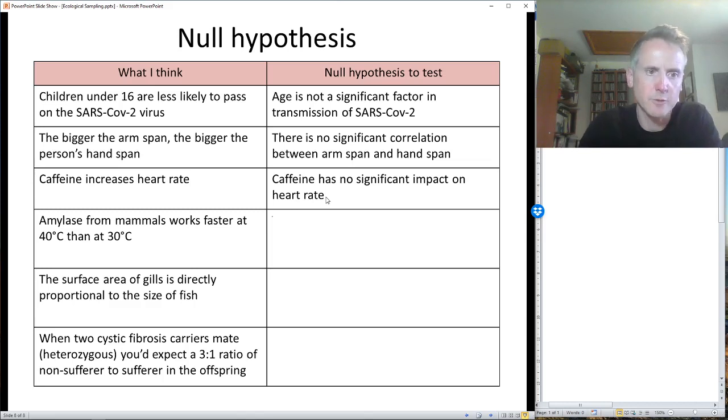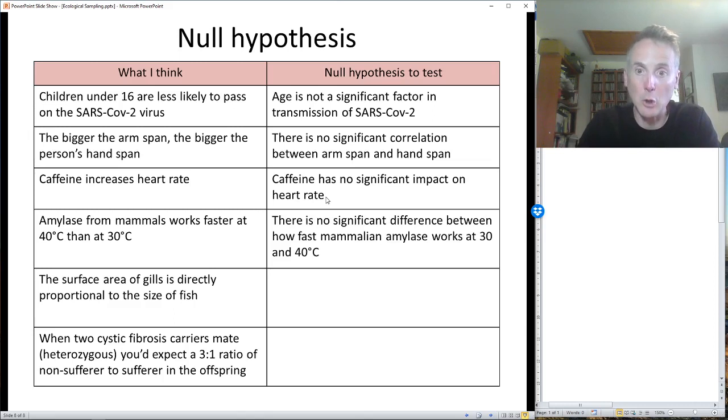Amylase for mammals works faster at 40 than 30. We just say there is no significant difference between how fast mammalian amylase works at 30 and 40. See how it says there is no, there is no.